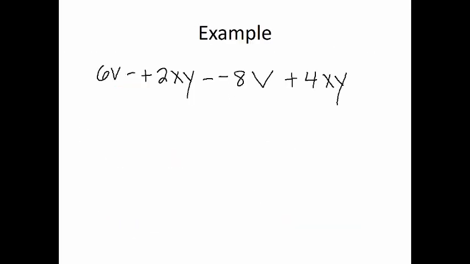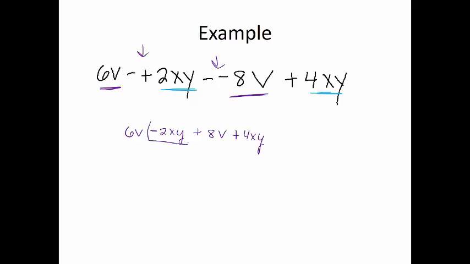All right, it's getting more complicated here. You can see that these are like terms and these are like terms, so we can combine the like terms. First, let's get rid of the double signs. We'll use the neighbor sign rule. So we have 6v take away 2xy plus 8v plus 4xy.